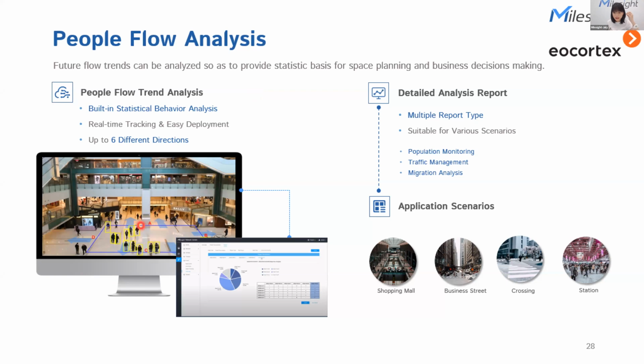Assuming direction A represents the entrance to a mall and B, C, D represent the different stores within the mall. If I am the mall administrator, I can know the pedestrian flow for each store by using this people flow analysis. Because by drawing the arbitrary projection, the Milesight intelligence system can automatically calculate the pedestrian flow from 6 directions. For example, from A to B, A to C, A to D, or from B to C, etc.